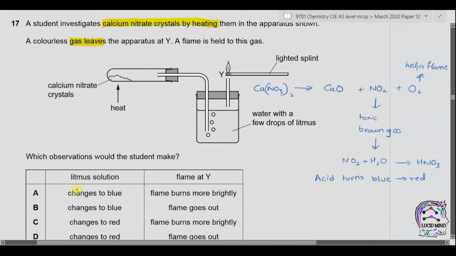First one is litmus solution. So litmus solution changes to blue or changes to red. So it should be changes to red. And also oxygen gas is formed as a product. So the flame burns more brightly. So the answer is part C.